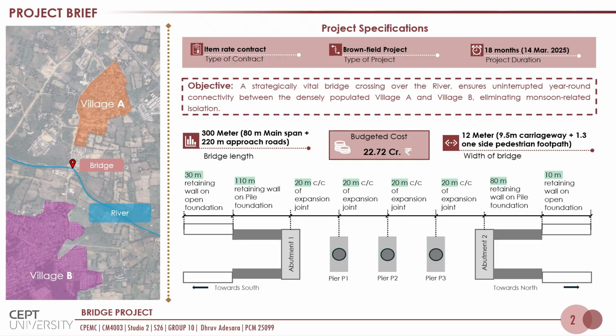The structure includes three piers, two abutments, and a retaining wall on the pile foundation. The total length of the project is 300 meters, which consists of four main spans of 20 meters plus approach roads. The total width of the bridge is 12 meters, which is inclusive of a 9.5 meter carriageway and a 1.3 meter walkway on either side of the bridge for pedestrian movement.